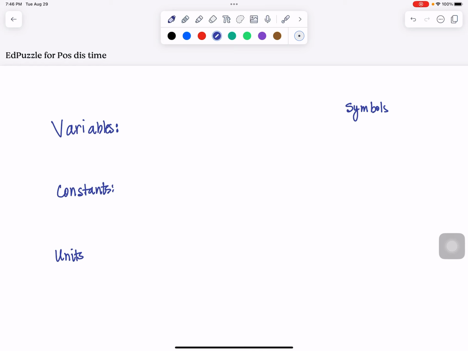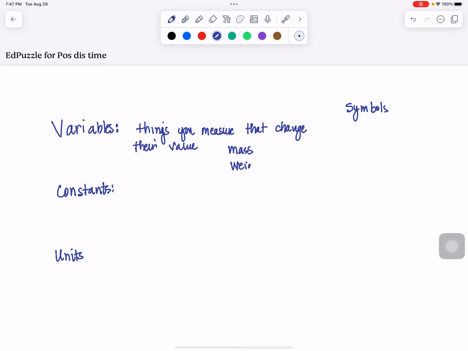One of them is variables, and variables are things that you measure that change their value. And so an example of things you measure that change their value would be mass, or weight, or temperature.